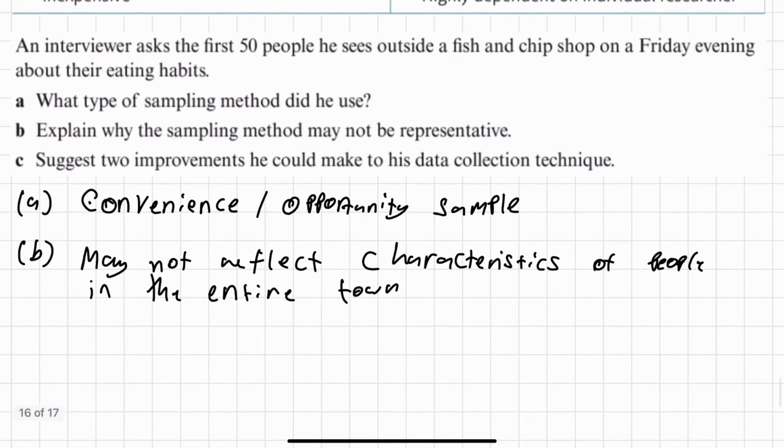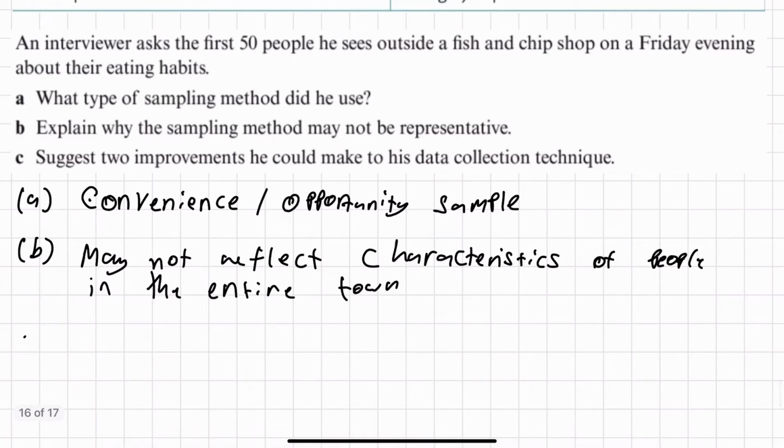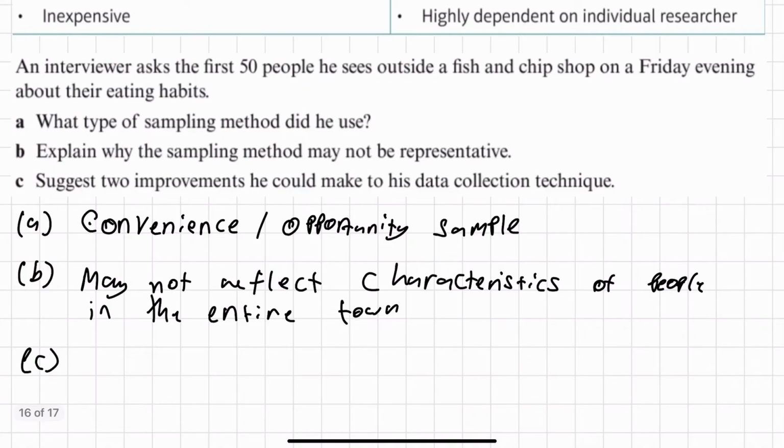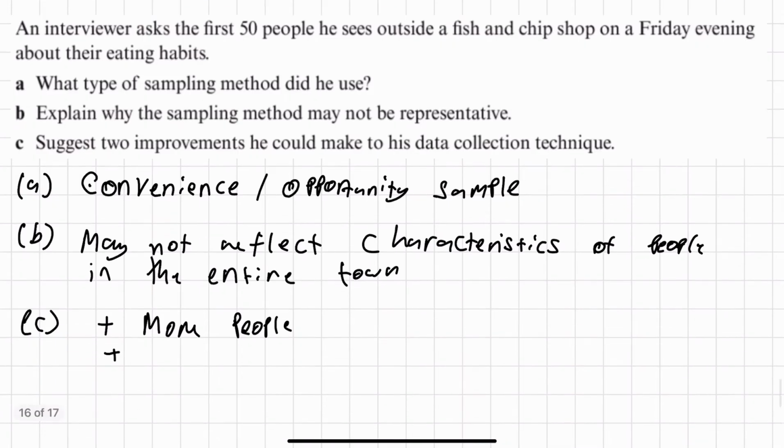And then suggest 2 improvements he could make to his data collection technique. Well, let's see what he's done so far. First 50 people he's seen. He can ask more people, maybe. More people. What else could he do? He's outside a fish and chip shop. He can go to more places, more locations in town. He can ask people maybe outside a shop, outside a library, all these different places in town. He could go to the park, across the road, stuff like that.